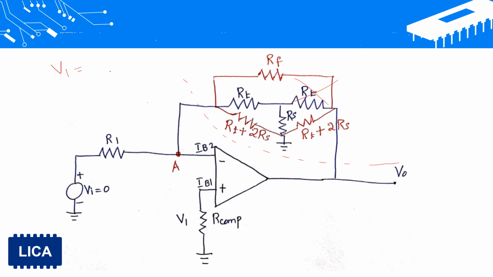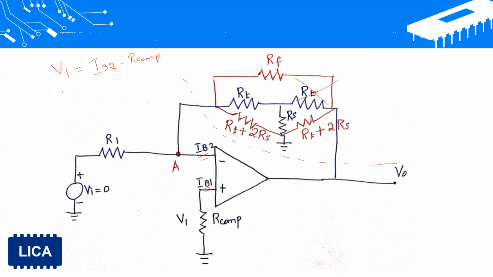V1 equals, V equal to I into R. Here we are having IB2 dot R com. Why are we having IB2 here instead of IB1? In parallel connection, currents will be the same. So instead of IB1, I'm taking IB2 itself, because of the simplified derivation. So here V1 equals IB2 dot R com.